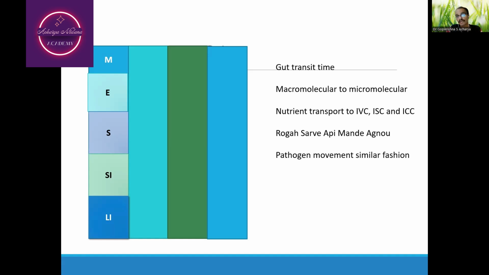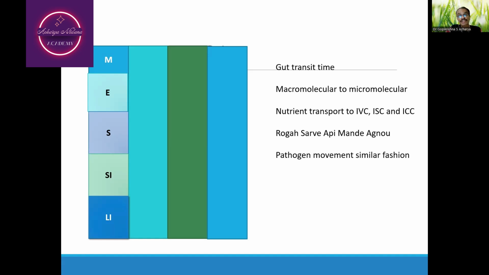This is very, very important as far as the dosha utpatti is concerned. And what does the term macromolecular to micromolecular mean? Whenever a person consumes food, it is in the macromolecular form. Macromolecular means having a heavier molecular weight and larger size, so it cannot be absorbed by the alimentary canal. It has to be converted into micromolecules by the enzymes, hormones, or mucus secreted in the alimentary canal.